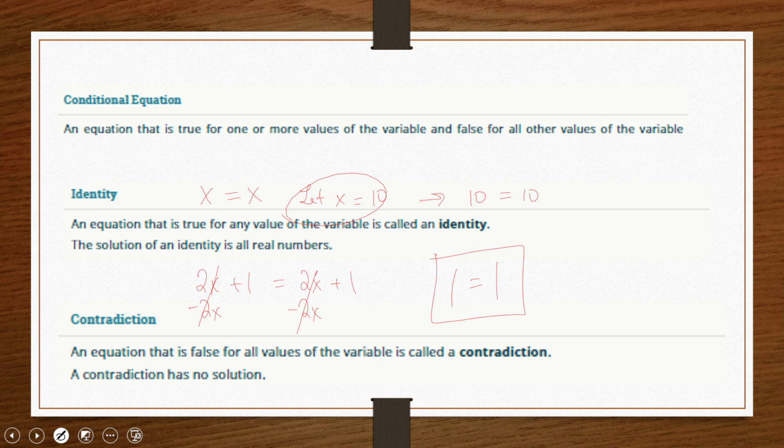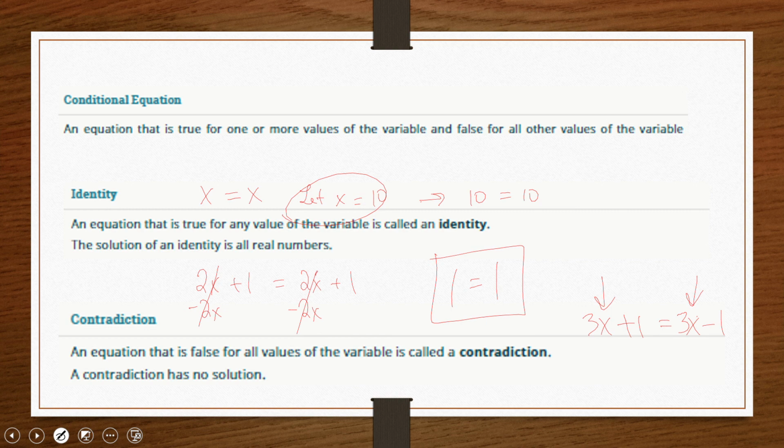For the contradiction, however, I might have the equation 3x plus 1 is equal to 3x minus 1. Now, in this case, any value that I substitute in for x will be multiplied by 3, but on the left-hand side, it's always going to be adding 1, and on the right, it'll always be subtracting 1. So no matter what value I choose for x in this scenario, no matter what real number I select, these two sides will actually never be equal.